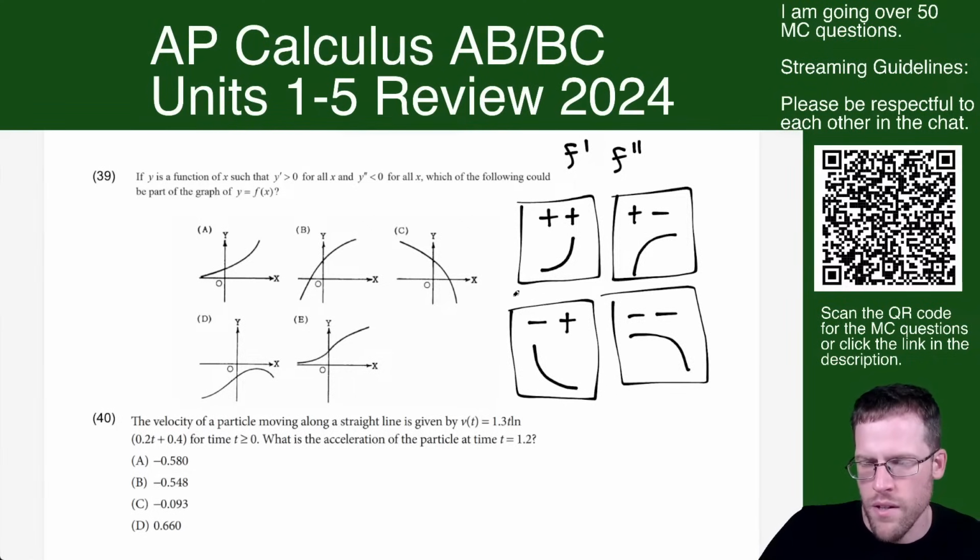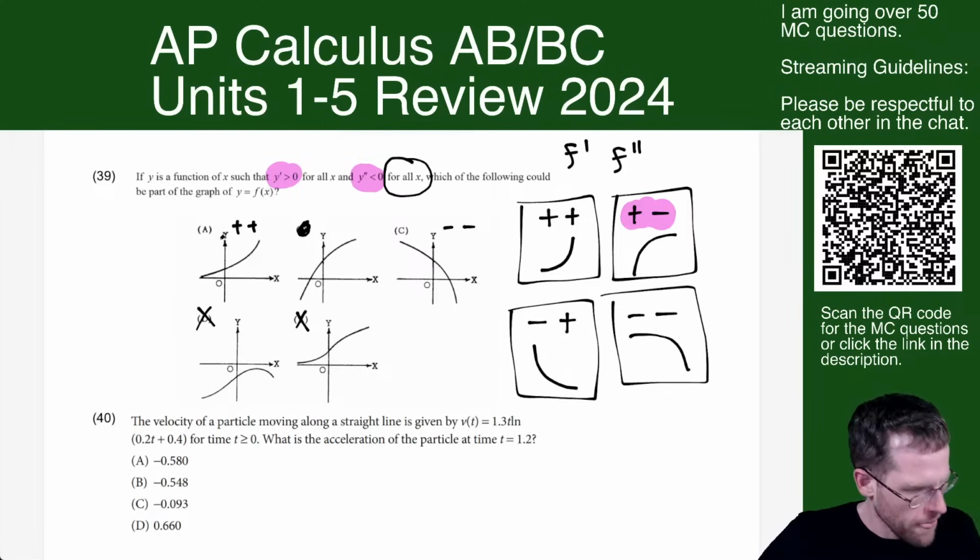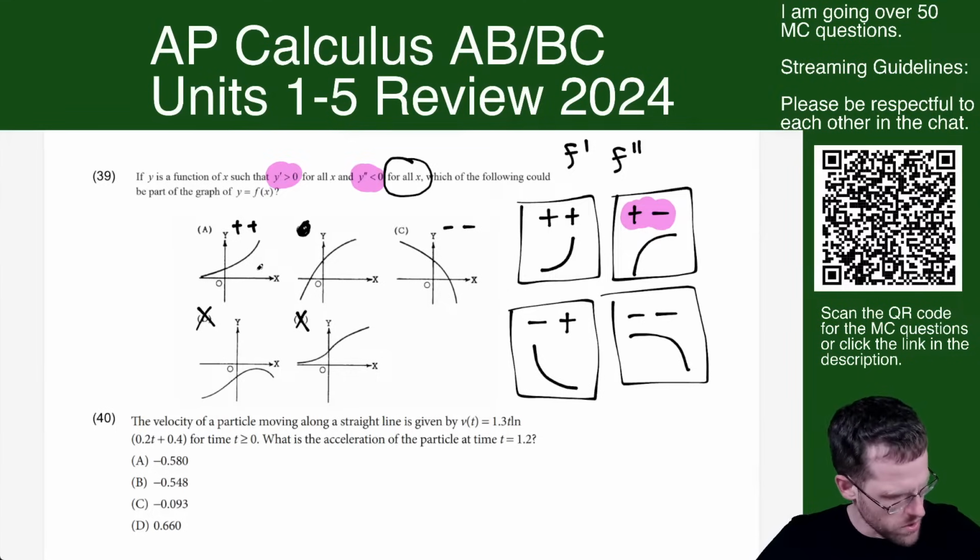Double negative here. Now they're saying y prime is positive, y double prime is negative. So plus minus is this. I'm just looking for something that looks like this, which choice B right away just jumps out. This one looks like plus plus, y prime and y double prime positive. This one looks like minus minus. And this one is a mix. We want it to happen for all x. So this one switches, it's concave up, then down. So here it has to be, 39 is going to be choice B.